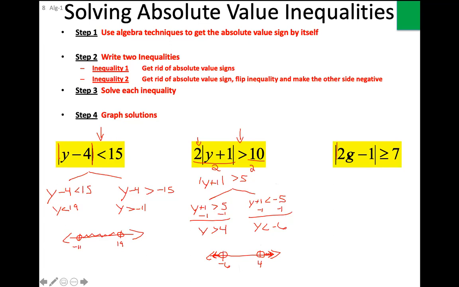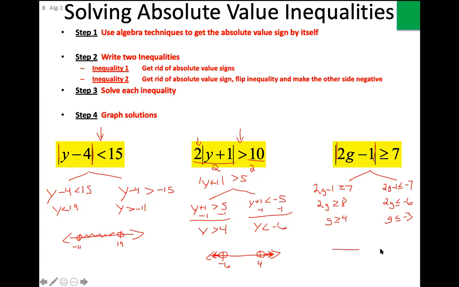The last one, hey, the absolute values are already by themselves, so we simply write the 2 inequalities. So 2g minus 1 is greater than or equal to 7. And 2g minus 1 is less than, and flip the inequality, negative 7. Add 1 to both sides. So 2g, if I add 1 to both sides, I get 8. If I add 1 to both sides, 2g is less than, add 1, I get negative 6. Divide both sides by 2. So we get g is greater than or equal to 4. And on this side, g is less than or equal to negative 3.